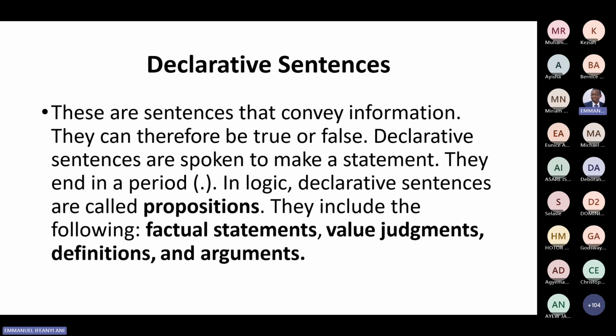In logic, declarative sentences are called propositions. You'll be seeing this word a whole lot if you are studying further in logic. Now, declaratives include the following: factual statements, value judgments, definitions, and arguments. So you have four of them: factual statements, value judgments, definitions, and arguments.